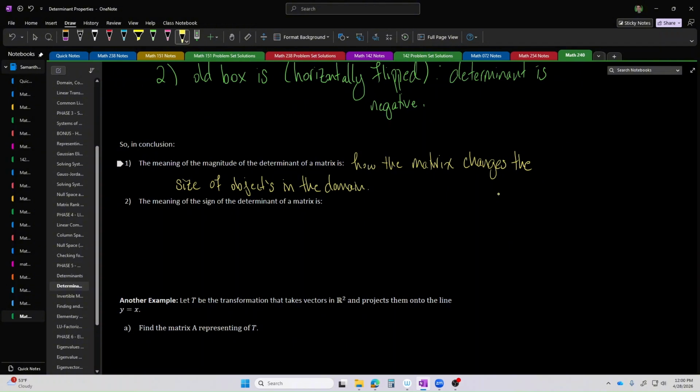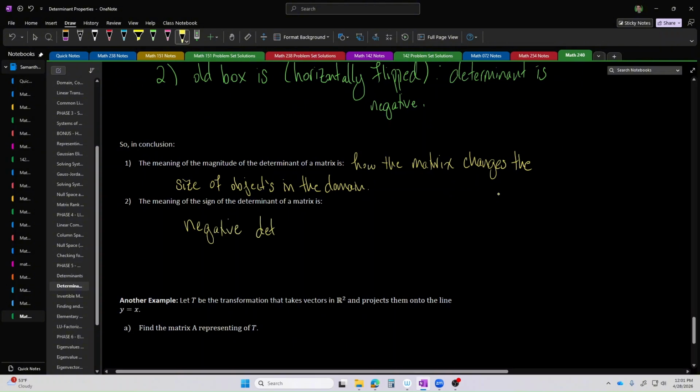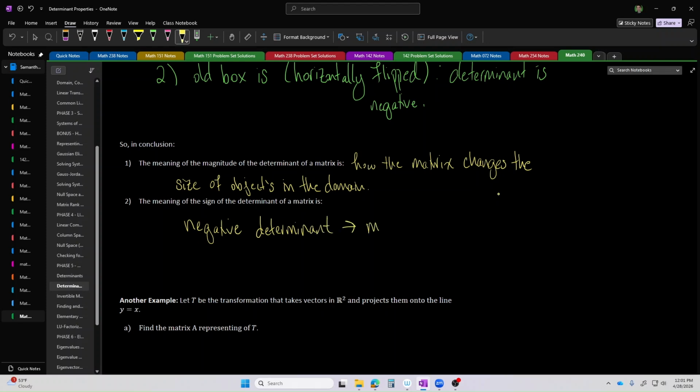If your determinant, for example, is 5, and you start with an object that has an area of 10, then after applying the matrix to that object, it'll have an area of 50. The meaning of the sign of the determinant tells you whether the matrix acts to flip the object or not. A negative determinant is a sign that the matrix does some kind of flip or reflection as it acts upon the object.